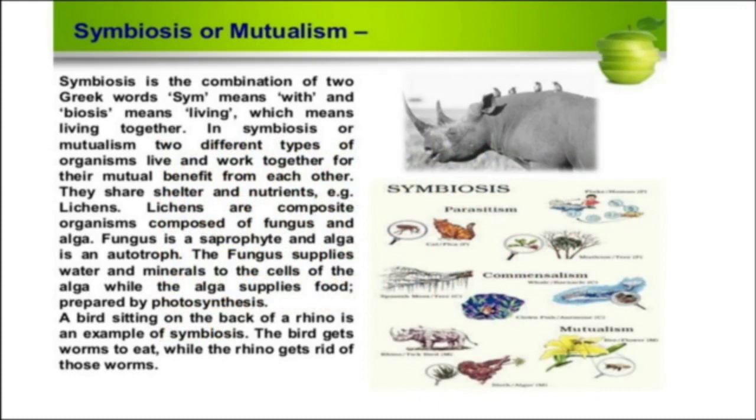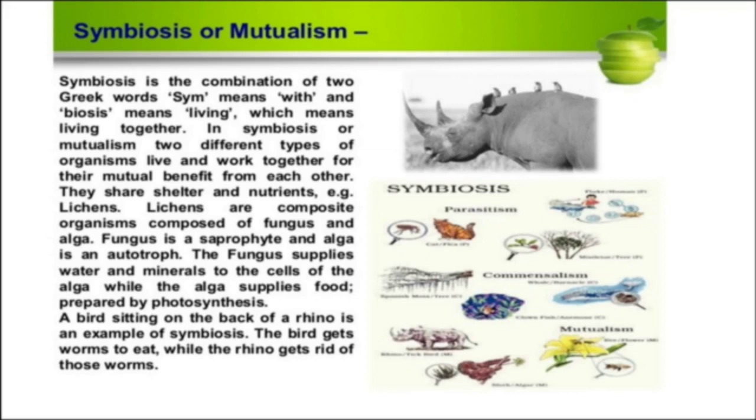Now the last category of heterotrophic plants, that is symbionts or symbiotic relationship. Symbiosis is the combination of two Greek words. Sym means with and biosis means living, which means living together. In symbiosis or mutualism, two different types of organisms live and work together for their mutual benefit from each other. They share shelter and nutrients.